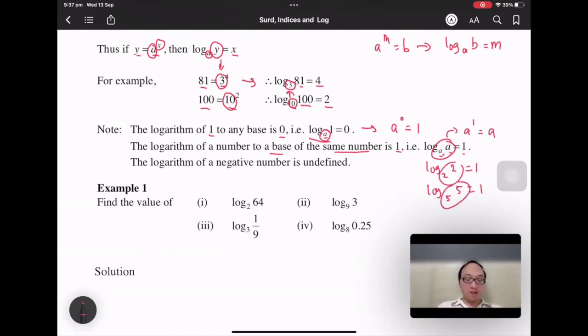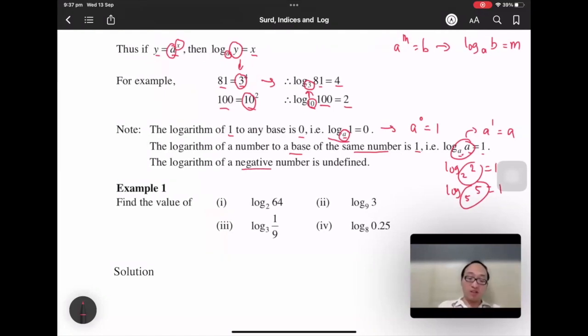And then the logarithm of a negative number is undefined. So we don't have the logarithm of a negative number. Log of negative 2, for example, to the base of 2, equals y. If I want to find y, it's 2 to the power of y equals negative 2 using the definition. And this is impossible, not applicable, because a positive number to the power of any number cannot be a negative number. This is the note that you have to remember.